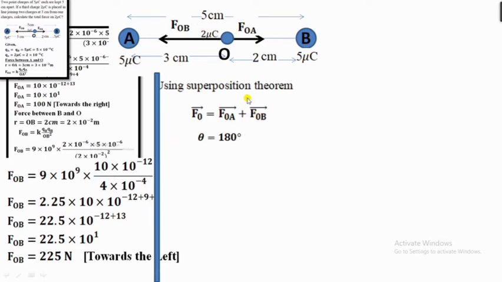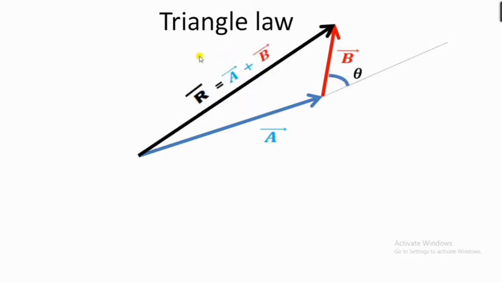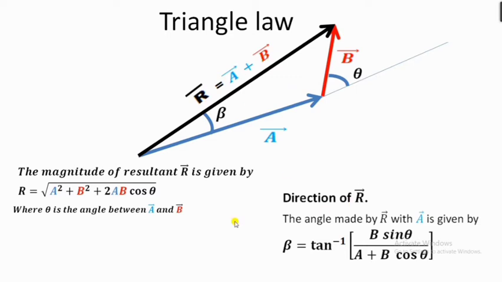In order to find the magnitude of the resultant vector we make use of the triangle law. Let's see what the triangle law is. If two vectors represent two sides of a triangle, then the resultant will be given by the third side of the triangle, and this is the angle between the two vectors. The magnitude of this resultant is given by this expression: R is equal to root over A square plus B square plus 2AB cos theta, where theta is the angle between the two vectors. And to find the direction of the resultant we use this expression.